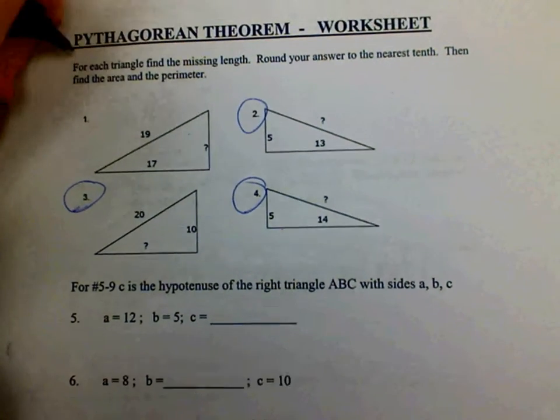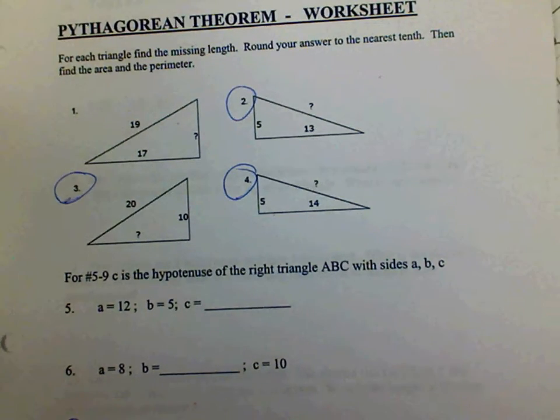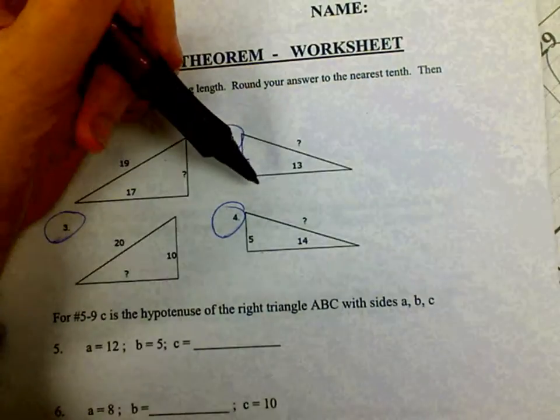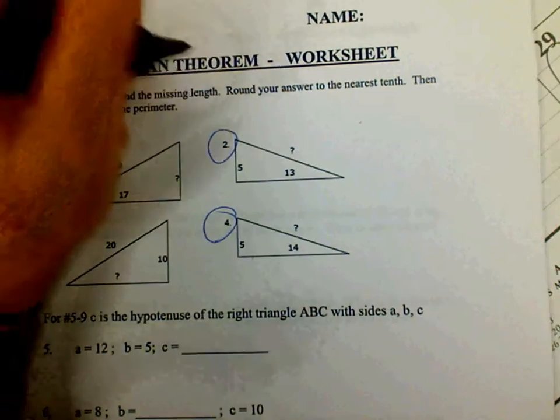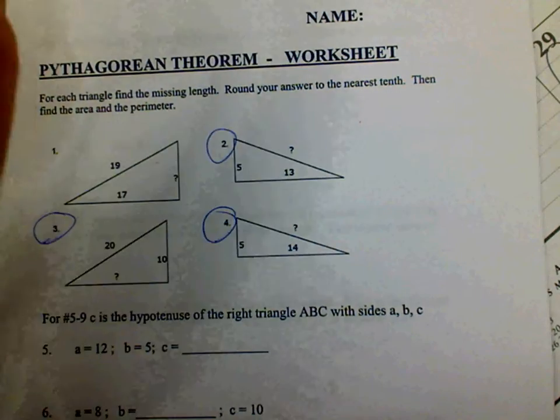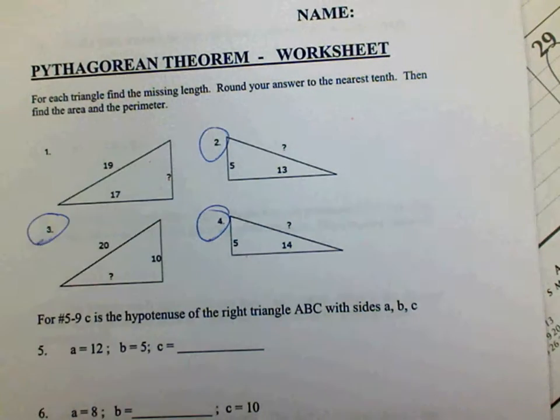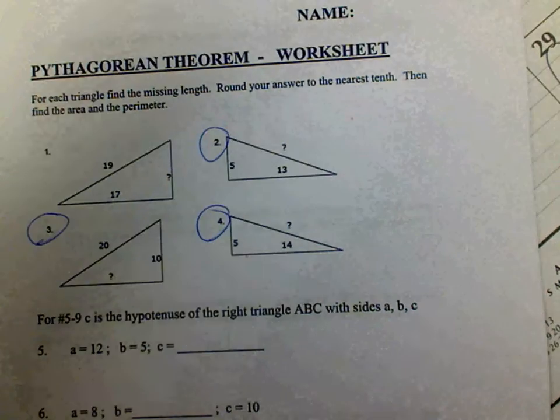So this one's going to be over Pythagorean Theorem, finding the missing leg and the missing hypotenuse. So we'll start off with number 2. The first thing you need to figure out is if you are looking to find a missing leg or a missing hypotenuse. So it helps to label your A, B, and C first.